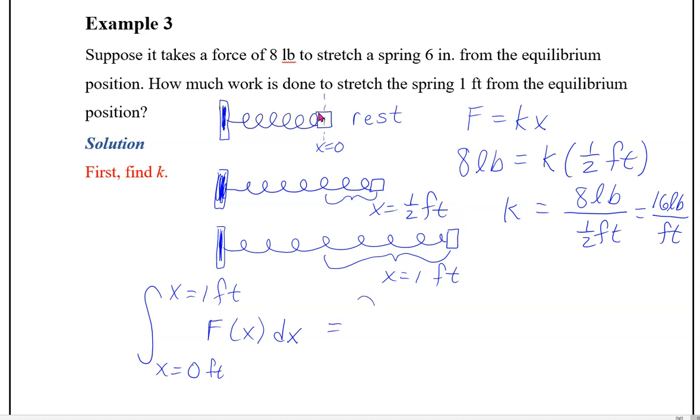This then gives us the new integral x equals 0 feet to 1 foot of 16 pounds divided by a foot times x dx. This is coming from Hooke's law. Go ahead and pause the video here, work out the algebra and the calculus, then turn the video back on to compare your answer to mine.